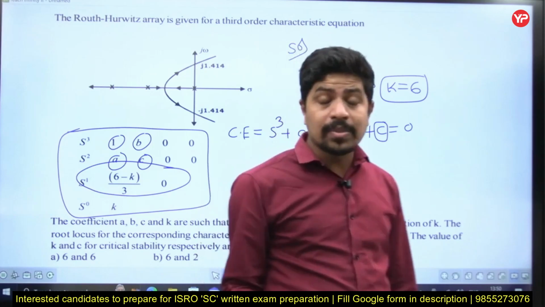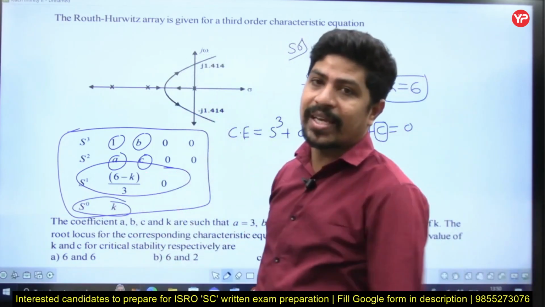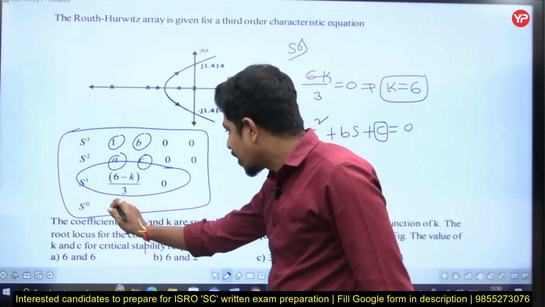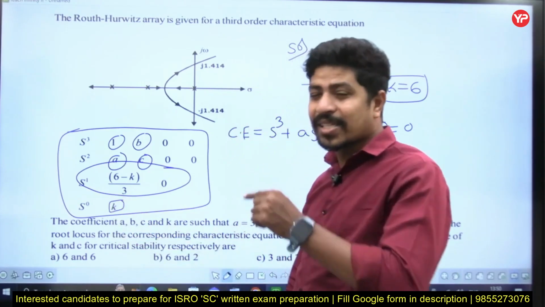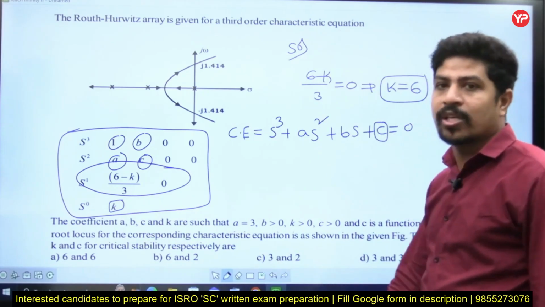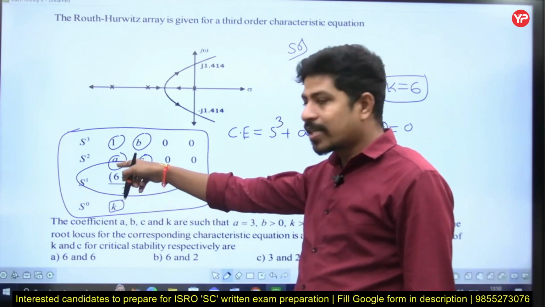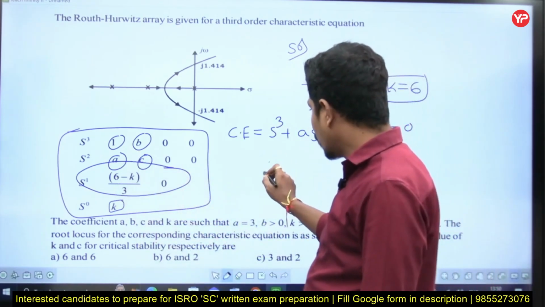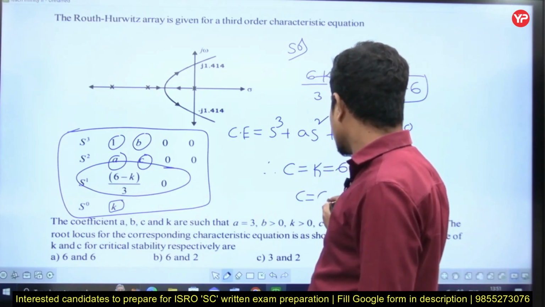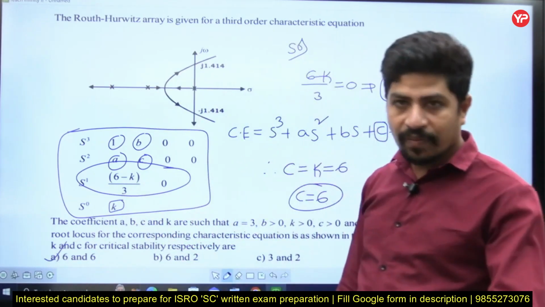I told you number of times in the class that the last element of the RH tabulation is nothing but the last element of the characteristic equation. I repeat, the last element in the RH tabulation is the last element of the given characteristic equation. The given characteristic equation's last element is C. The last element of the RH tabulation is K. Therefore, C is equal to K. K we already got as 6. Therefore, C is equal to 6. 6 comma 6 is the answer. Option is A. That's all.